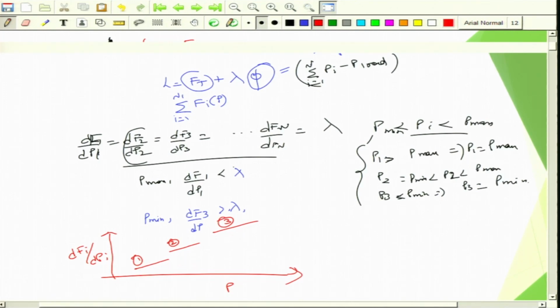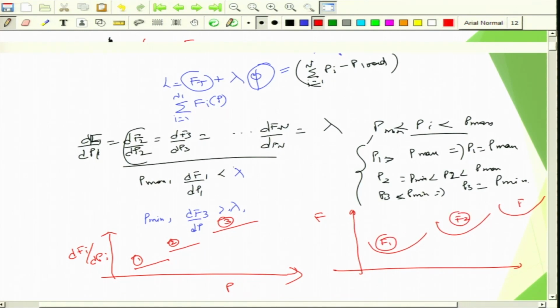Before that, I will explain with the help of the fuel characteristics curve. This is for the first generator, this is for the second generator, this is for the third unit. So lambda means what? This is the demand, whatever the load demand is, so you need to find the lambda such that the demand is met.